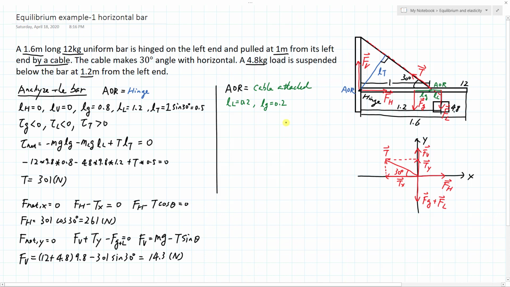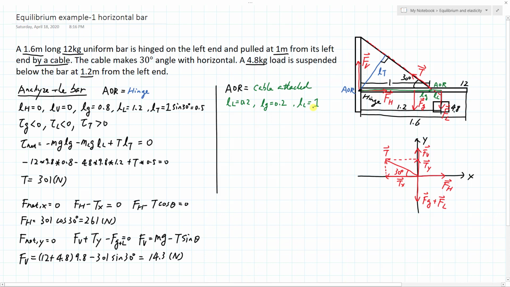So back to calculating lever arms. The horizontal hinge force has 0 lever arm because that still goes through the axis rotation. The vertical hinge force has this lever arm. Okay, so that's a whole meter. So this is 1 meter.